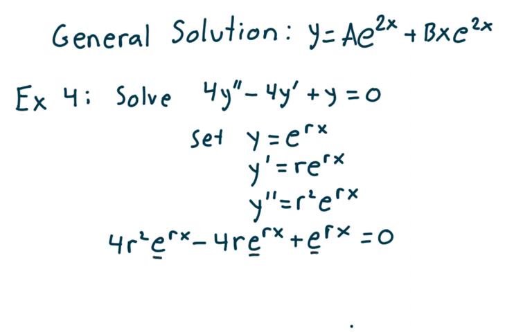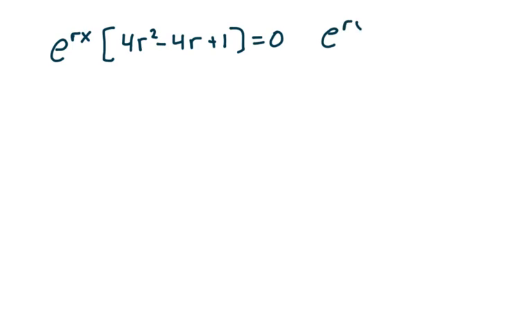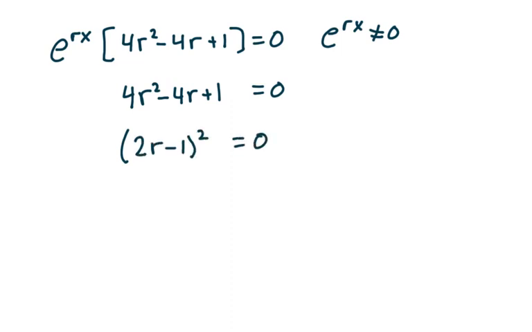So I'm going to factor out an e to the rx. And when I do, I get e to the rx times the quantity 4r squared minus 4r plus 1 equals 0. e to the rx is never 0. So 4r squared minus 4r plus 1 equals 0. And if I factor, I get 2r minus 1 squared equals 0. So therefore, 2r minus 1 equals 0. And if I solve for r, I get r equals 1/2 twice.